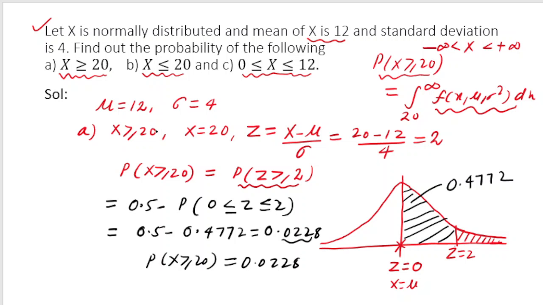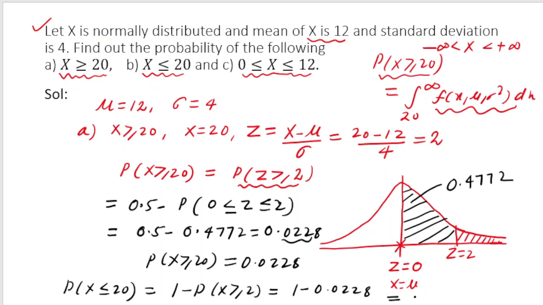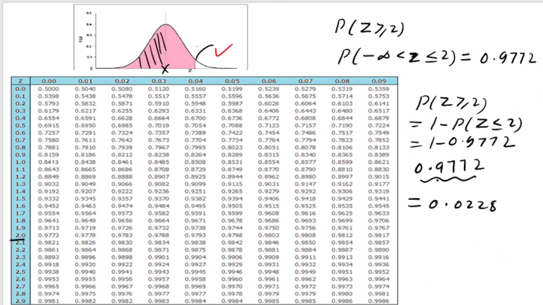Now moving ahead, I want to calculate the probability for x less than or equal to 20. So probability for x less than or equal to 20 is what? It is 1 minus probability for x greater than or equal to 20, because I already have calculated this probability. Why should I put the effort again? So that will be 1 minus 0.0228, which is equal to 0.9772. And if you remember, this was the same value that I was getting here, 0.9772, that is the total area to the left of z equal to 2.